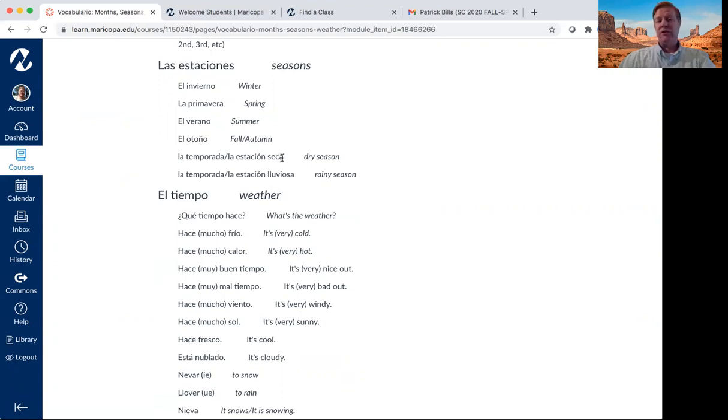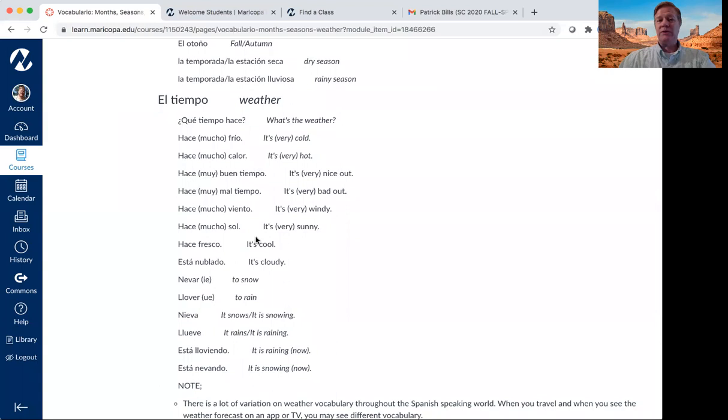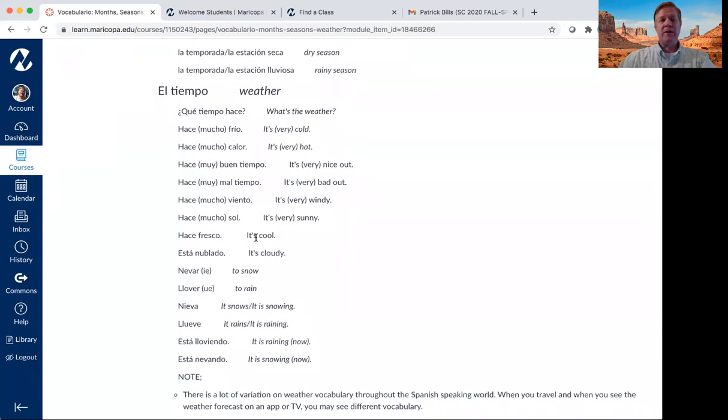And in those countries, it may rain for several months and then be without rain for several months at a time.